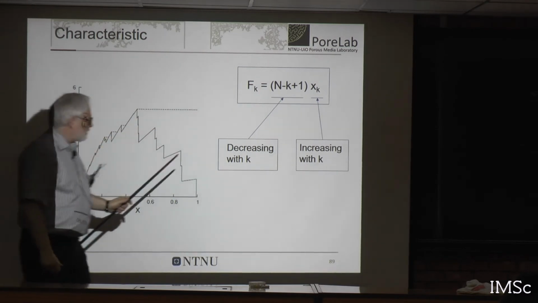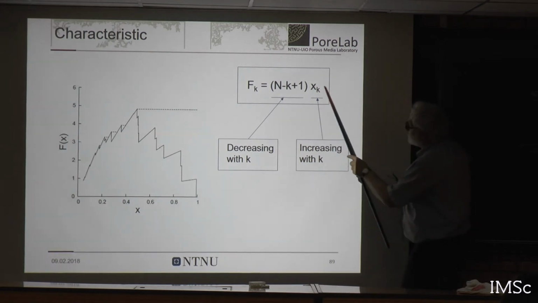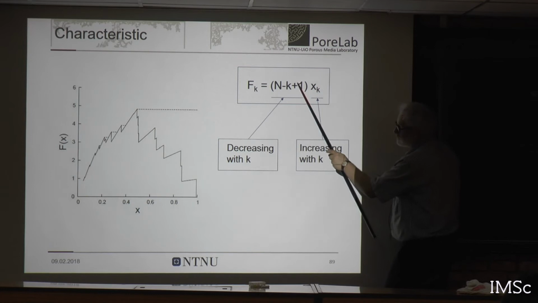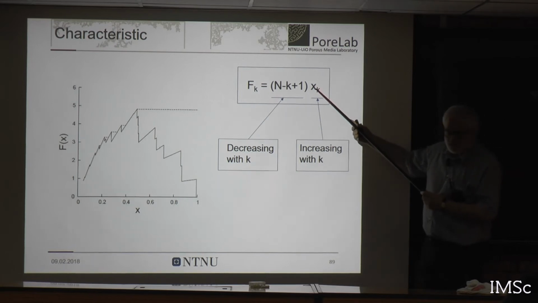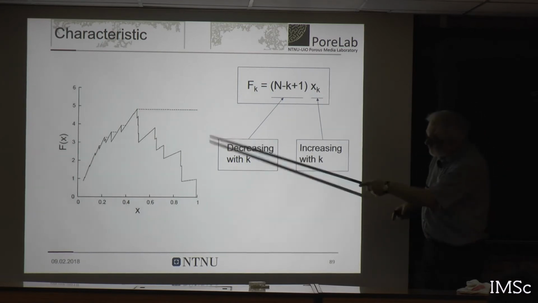And these avalanches are produced by this force being the product of a decreasing function with k, the number of surviving fibers, and a noisy increasing function. And sometimes this wins and sometimes this wins. And that produces this here.